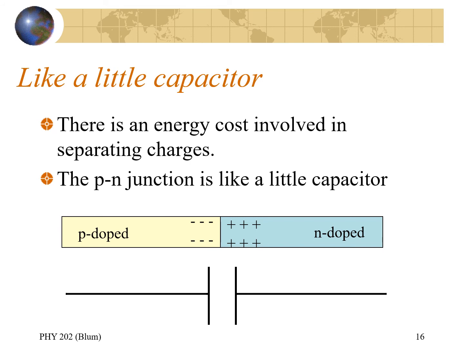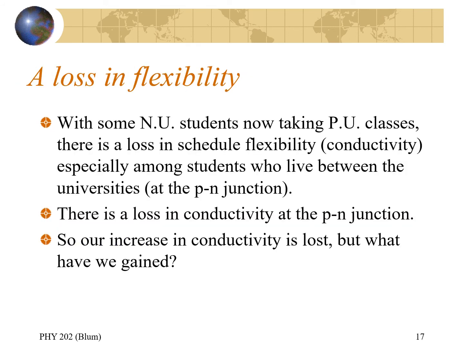So it's a bit like we had a battery charging a capacitor, and at some point it comes to an equilibrium when there's as much push from the capacitor as there was from the battery. But this seems crazy. There's now a loss in the flexibility. So we had, back to our analogy, some of the NU students taking the PU classes. Now we've lost the flexibility in the schedule.